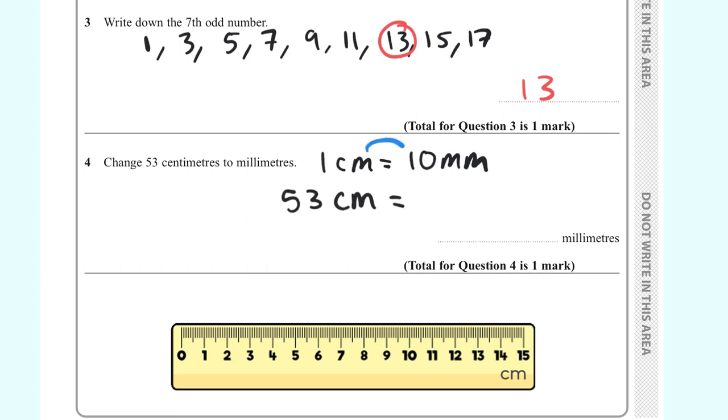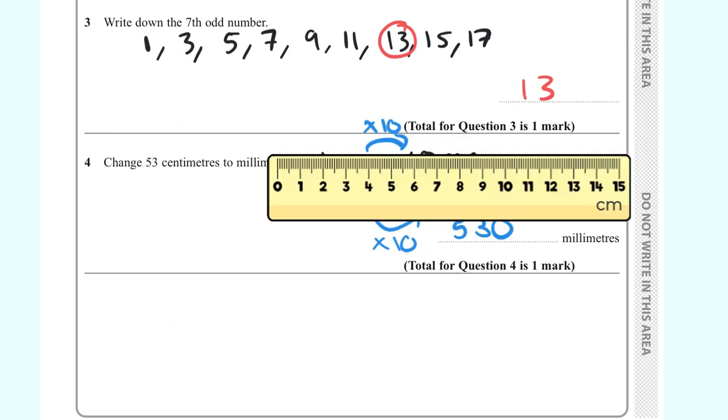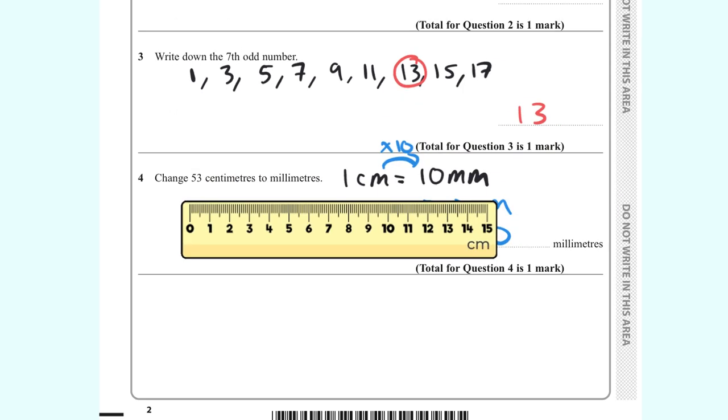From here to here, we're timesing it by 10. So we need to times that by 10 as well. So it's 530 millimeters. Definitely, if you're converting centimeters to millimeters, get your ruler out. It's the easiest way to help you out.